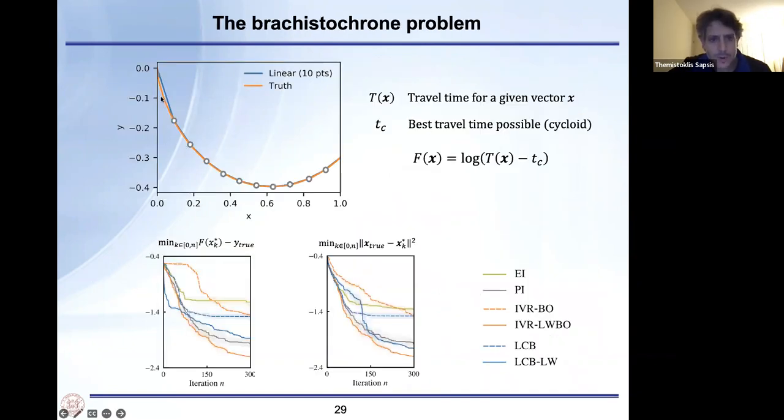This is for a more classical mechanics problem, like the brachistochrone problem, where again we discretize the trajectory in 10 points, and then we are trying to optimize the location of these 10 points.